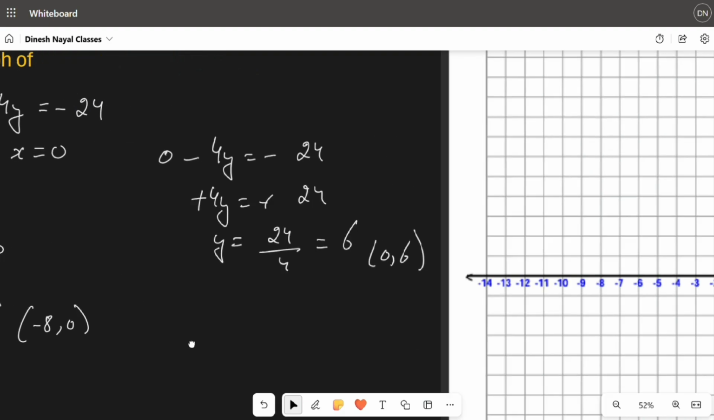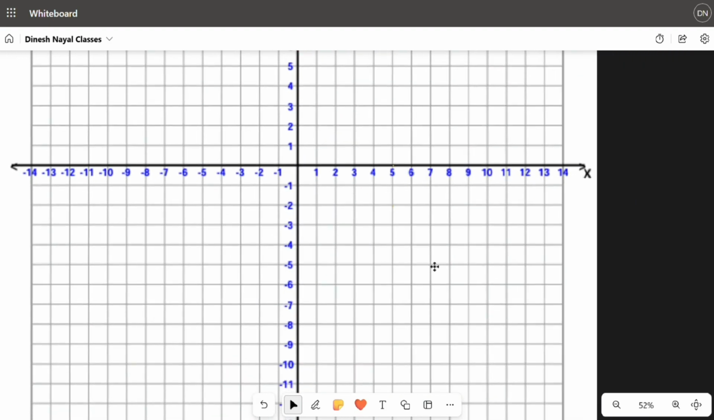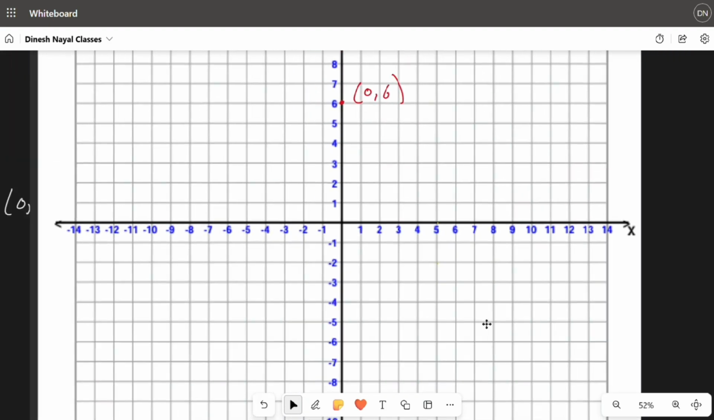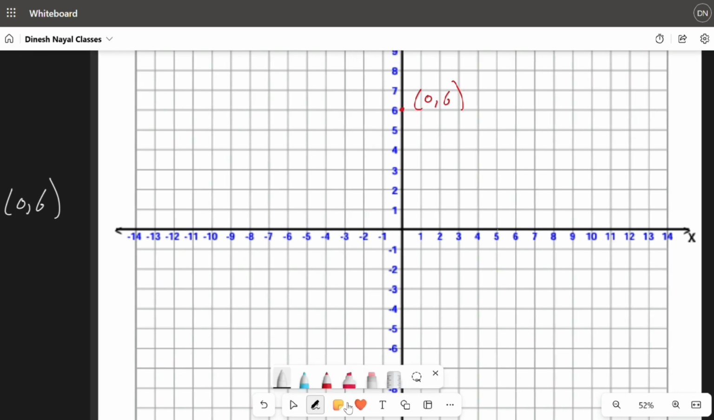So let's substitute the point minus 8 comma 0 over here. So minus 8 comma 0, as you can see, is over here. Now it's very simple. As you all know, we can just join these 2 points to get the graph of the line, or you can extend it in both directions if you want. Extending it in both directions will give you this kind of a graph. So hence our graph is complete. Now another example.